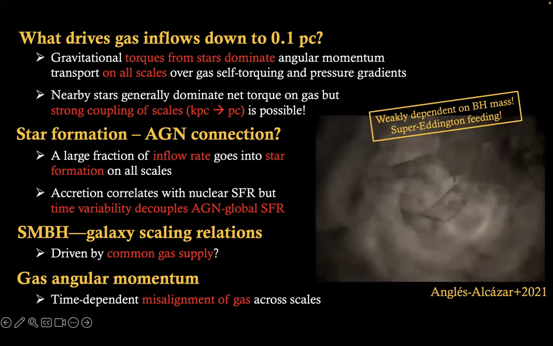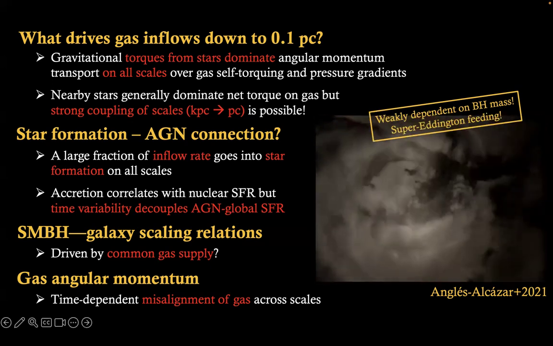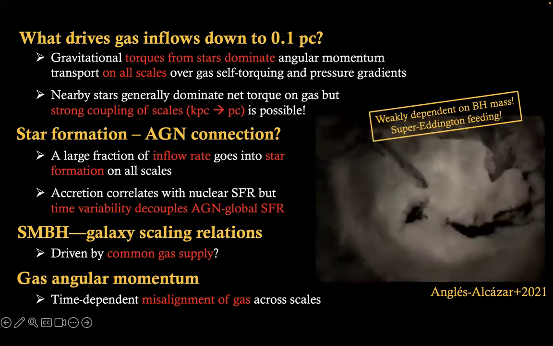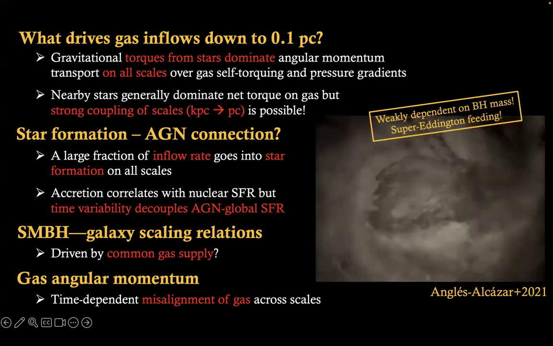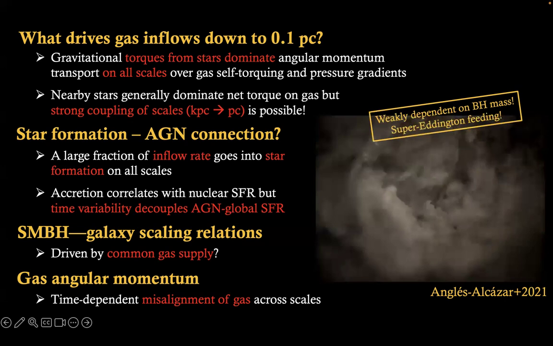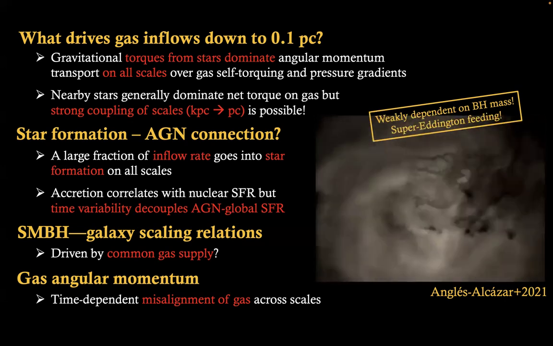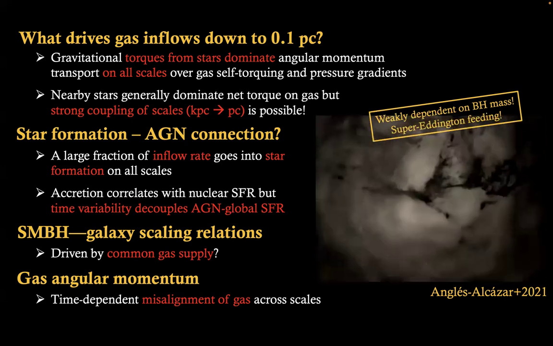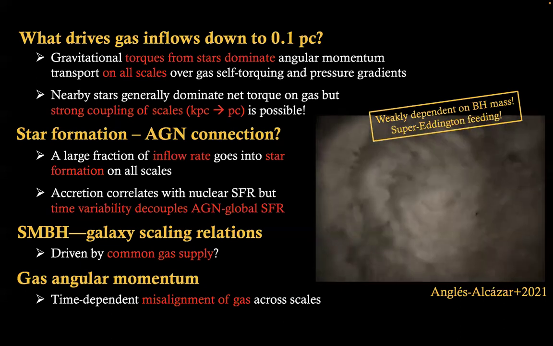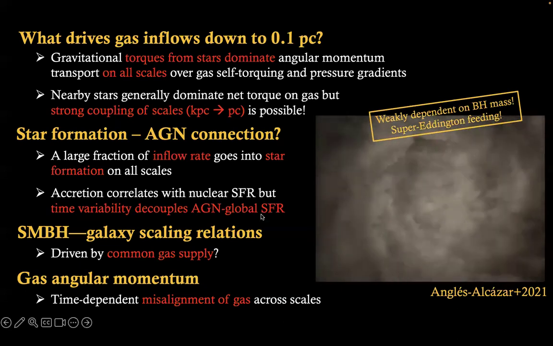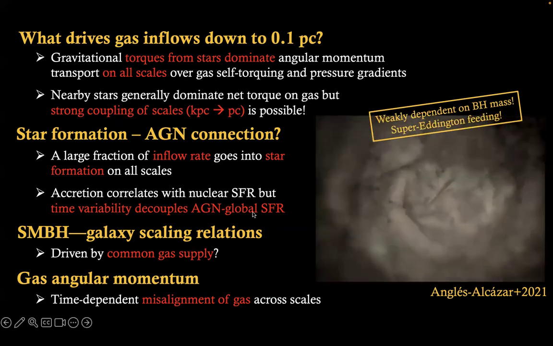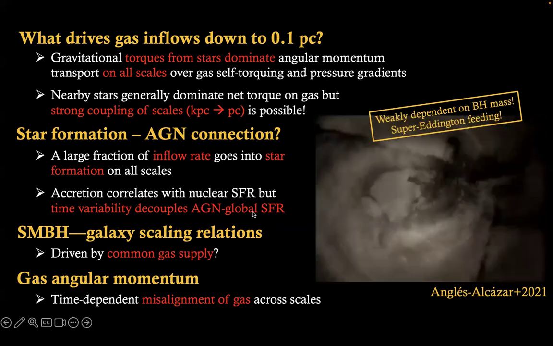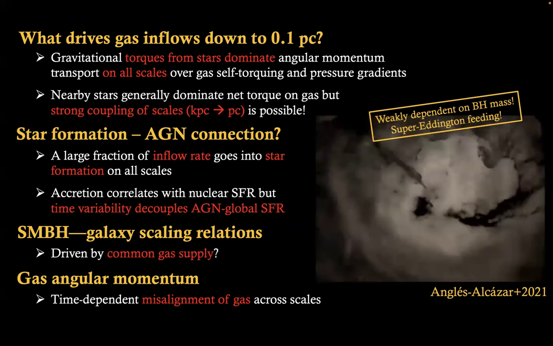Then we also studied the connection or lack of connection between star formation and AGN. We found that the nuclear star formation rate correlates relatively well with the instantaneous black hole accretion rate, but that doesn't work for the global star formation rate. The global star formation rate changes on much longer time scales, and that can explain why observationally it has been difficult to establish such a connection.